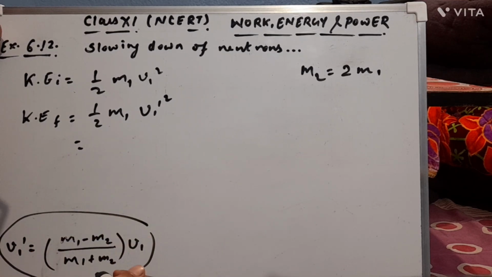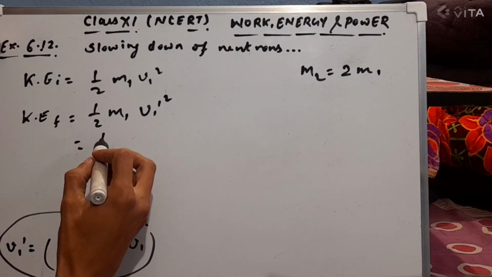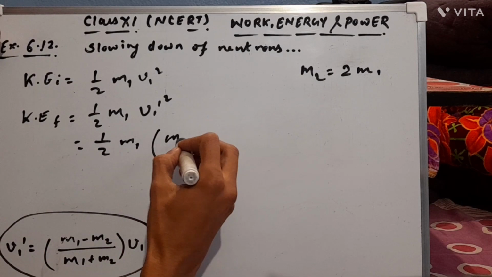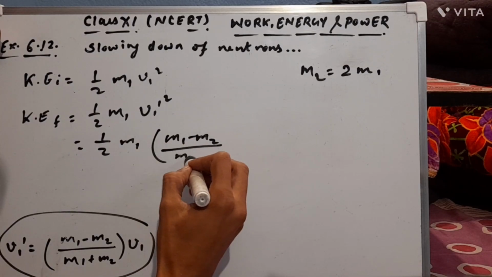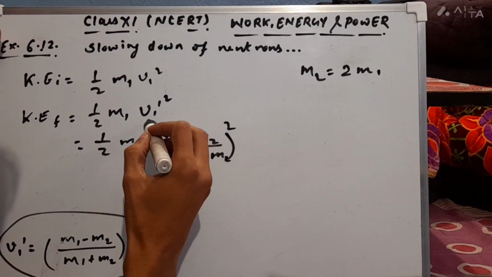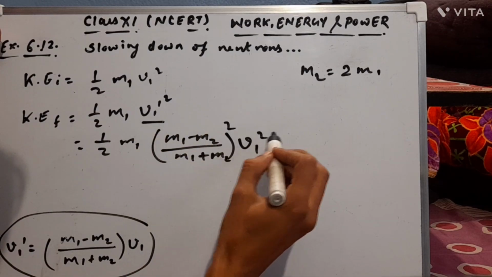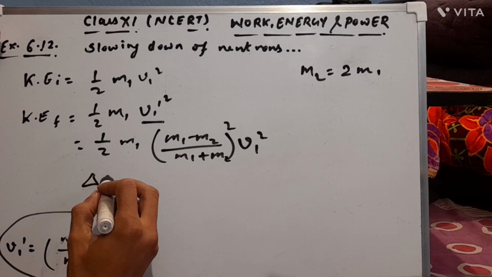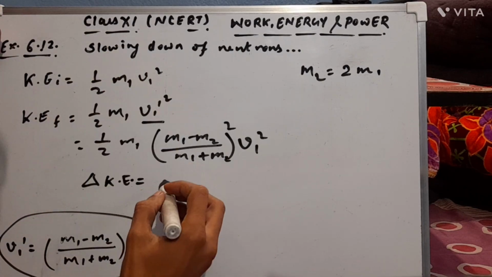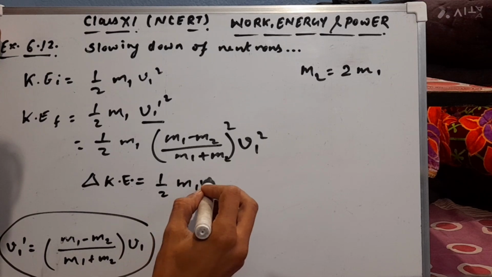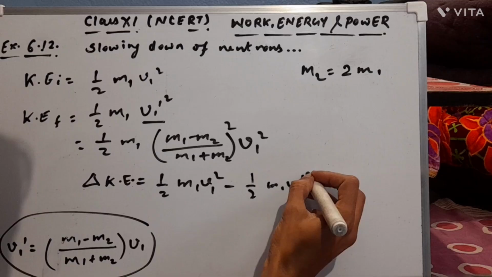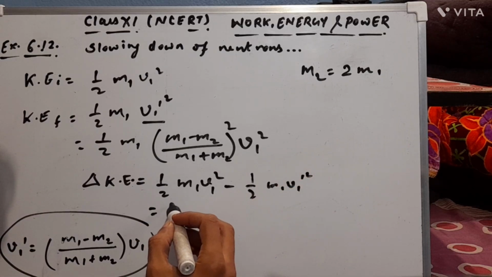I may upload a video on this later on this channel, but we are doing a specific question. What's the value of v1 dash? It's m1 minus m2 divided by m1 plus m2, and since it's v1 dash square, we have to square the whole term. Then we can find the change in kinetic energy, which will tell us how much kinetic energy is lost. So initial kinetic energy minus half m1 v1 dash square. Let's put things together.